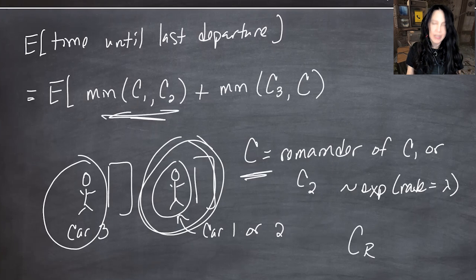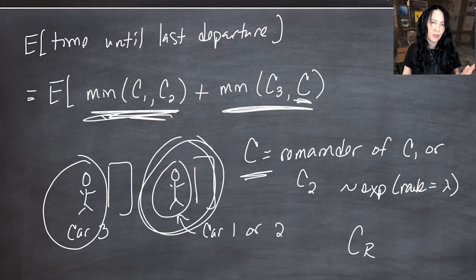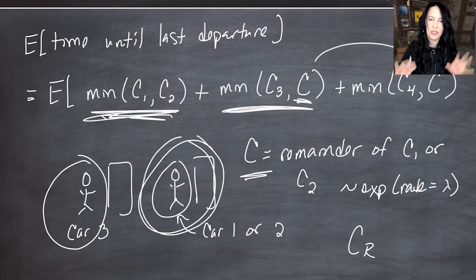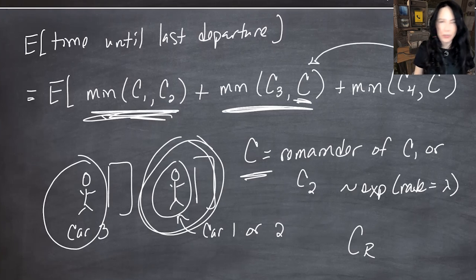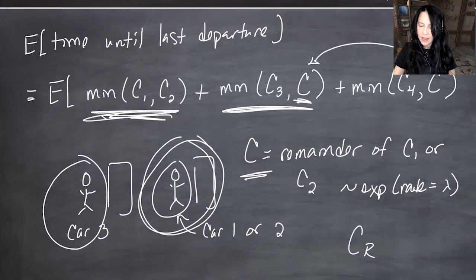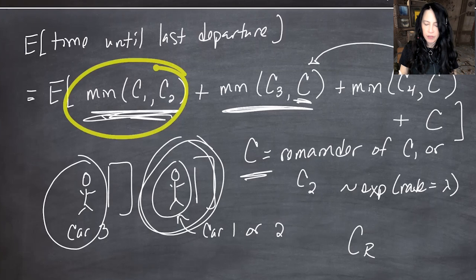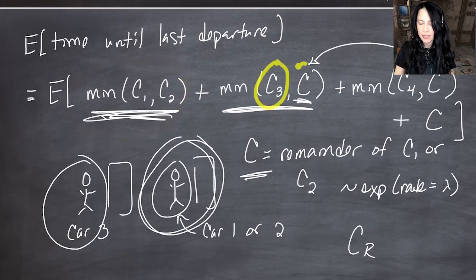So this first minimum is the first two cars racing. The second minimum is car 3 racing with the leftover time. And then one of those is going to leave, and we're going to have car 4 come in and race with another remainder. So I'm not saying these C's are the same. They're just the same type of random variable with the same distribution. And then when one of those leaves, we're going to have one more remainder time. Okay, so one of the cars leaves, and that's the time for the first car to leave. The new car comes in. This is the remainder time.